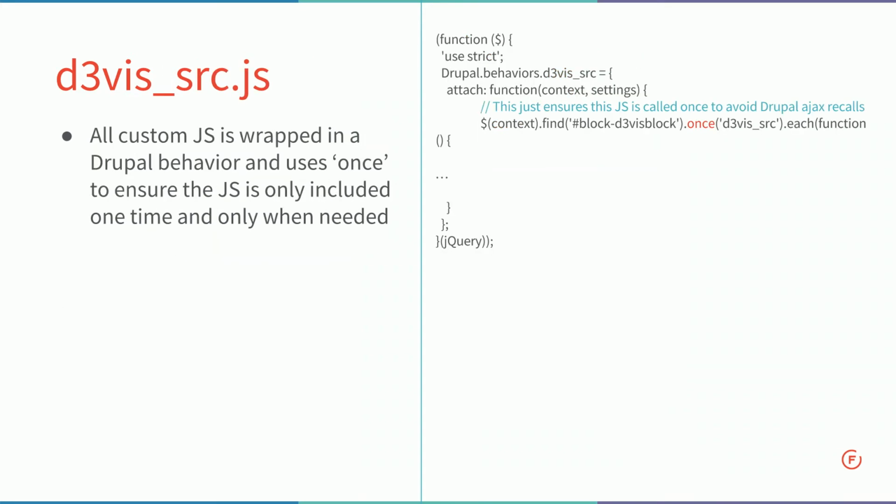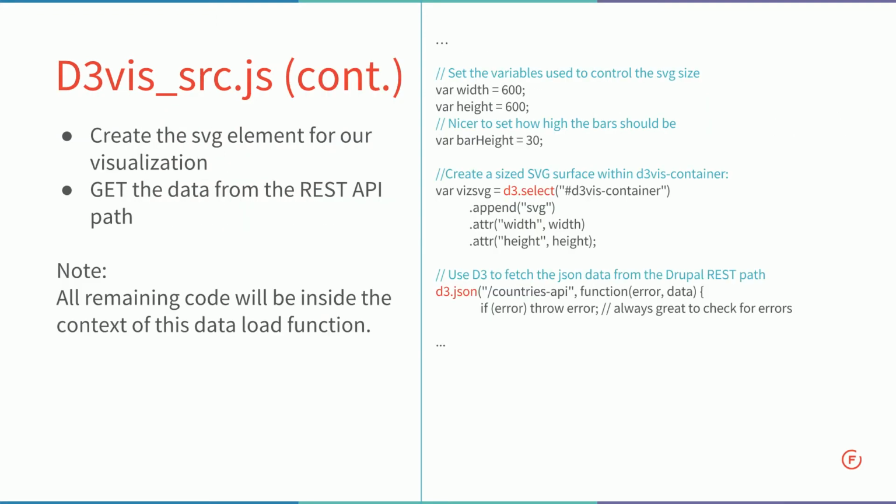All right. Now into what we'll be looking at for the rest of this, the D3 viz source.js. This is where all of our custom D3 is going to be. This is somewhat the typical Drupal boilerplate for making sure you define the behavior for your JavaScript and that it's included once. So this is where it gets more into the actual stuff that we'll be customizing. Starting from the top down.